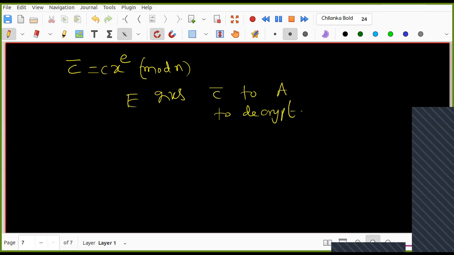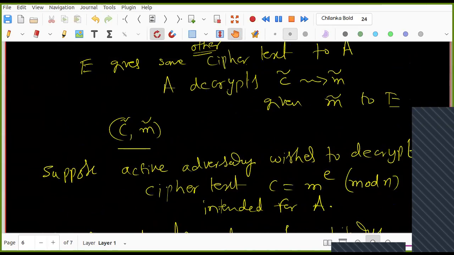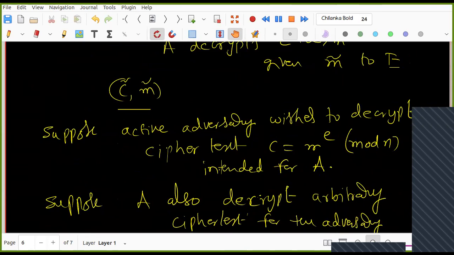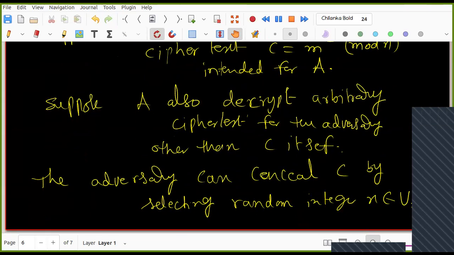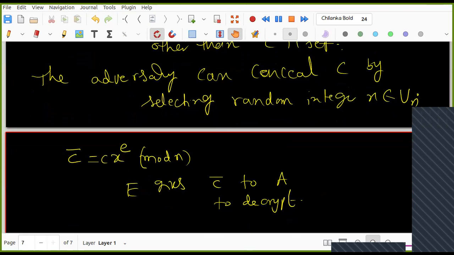So how does A decrypt this? I'm telling you one more time. B is sending some message M to A, so the ciphertext is C, M power E. E wants to know what this M is. But suppose A also decrypts an arbitrary ciphertext for the adversary other than C itself. A told him that he can decrypt one ciphertext for him. Then the adversary, being intelligent, can choose C bar equal to C times x power E. What is C?